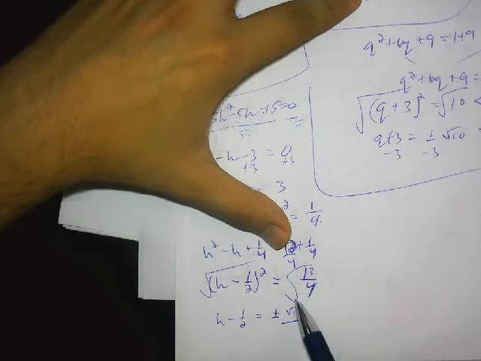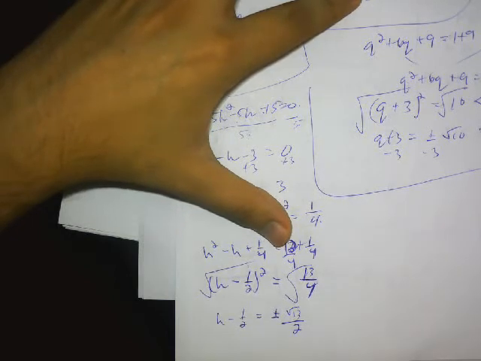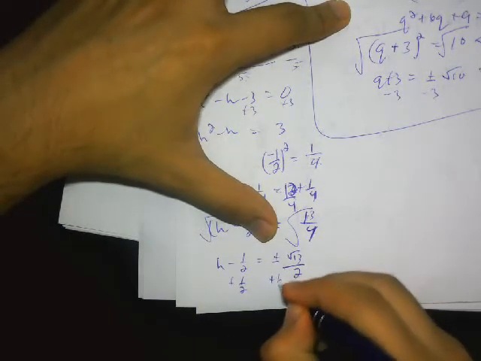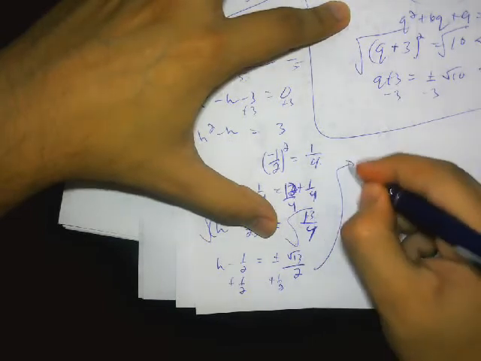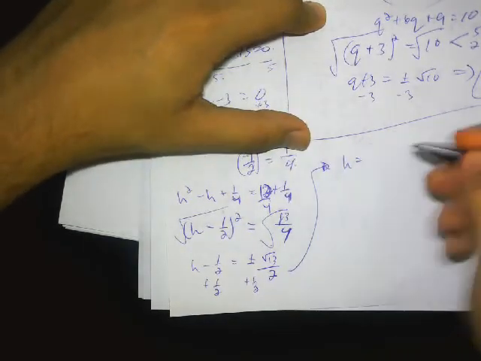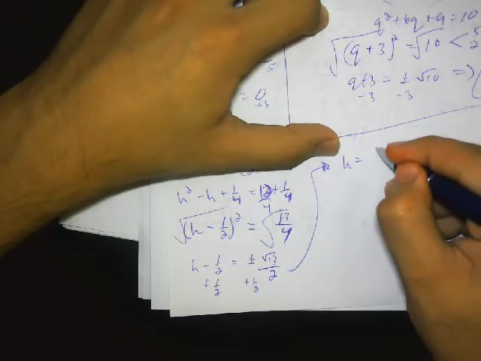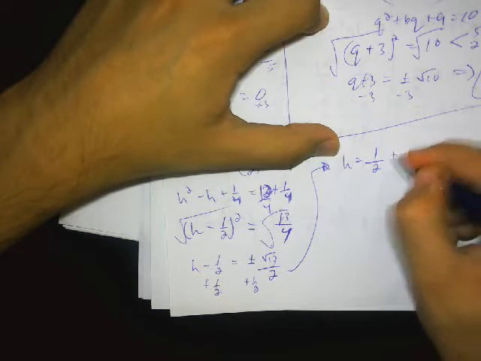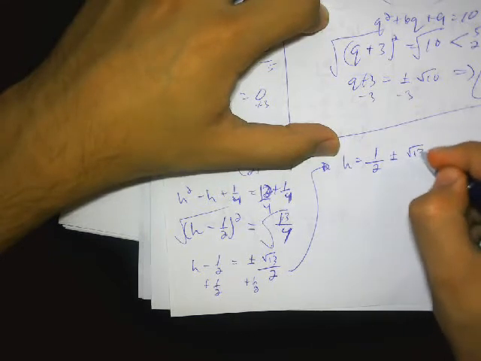So h is equal to 1 over 2 plus or minus the square root of 13 over 2. Or, since they have the same denominator, we could just write it as one fraction: 1 plus or minus the square root of 13, all over 2. Cool.